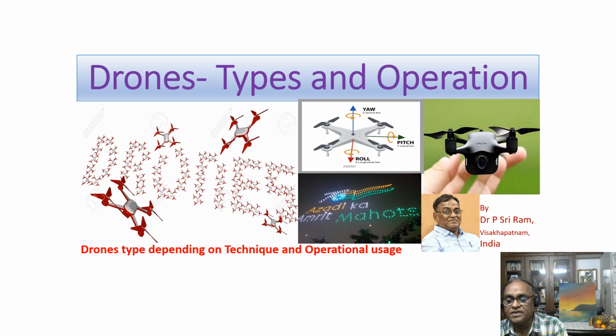Drones, also known as unmanned aerial vehicles, come in a variety of shapes and sizes, each with its own specific capabilities and uses. Depending on their technology, size and utility, they are classified into different categories. We will see these issues in this presentation.